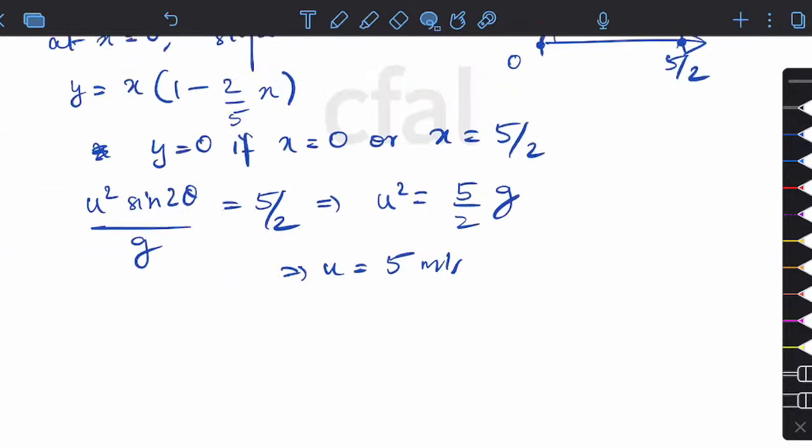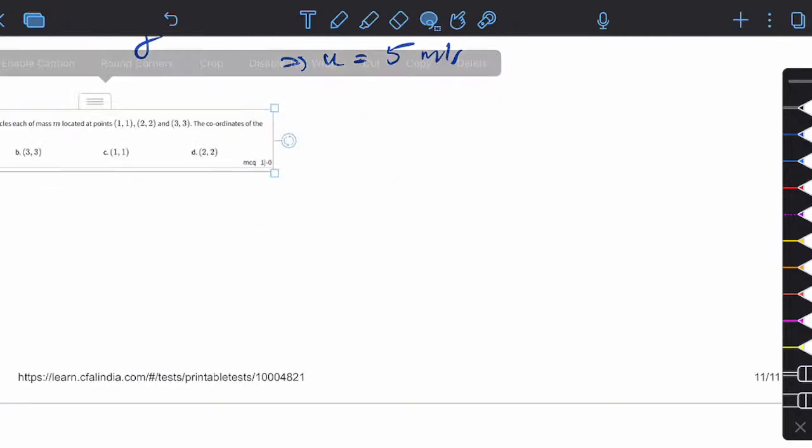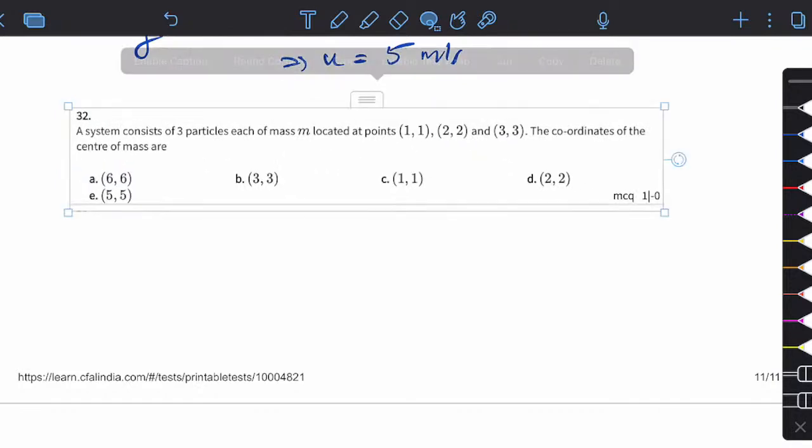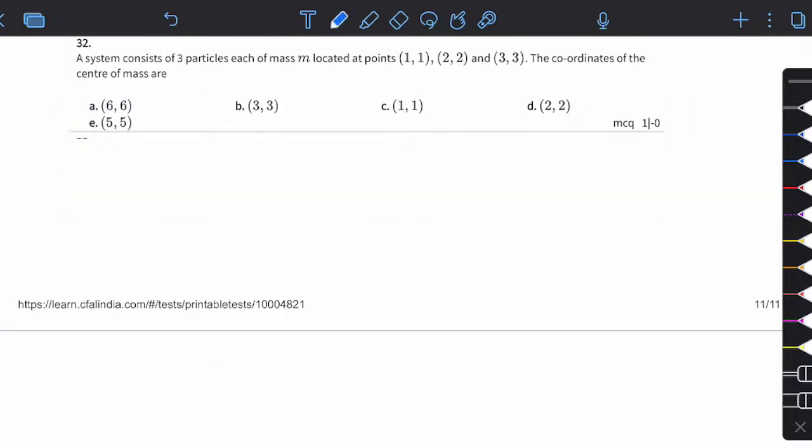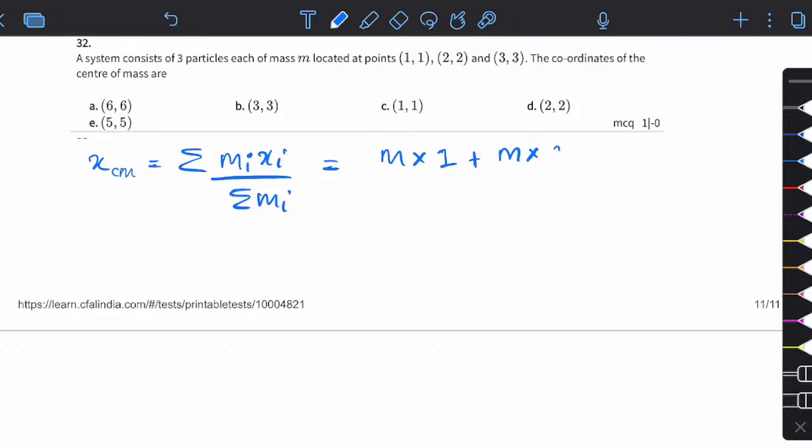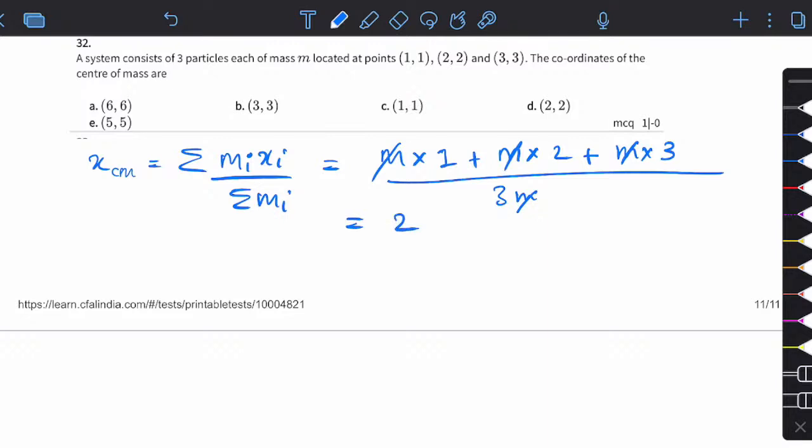Okay. This is a straightforward computation actually, but let's just recollect the formula. So x_cm, the x component of the center of mass, is summation m_i x_i by summation m_i. Here we have 3 particles. So I take the mass of each particle, m into the x coordinate of the first one plus m into the x coordinate of the second one plus m into the x coordinate of the third one, divided by the sum of all the masses, which is 3m. So the m cancels out and I get (1 plus 2 plus 3) by 3, which is 2.